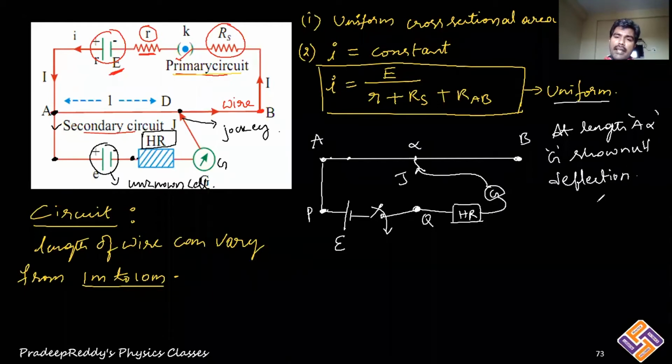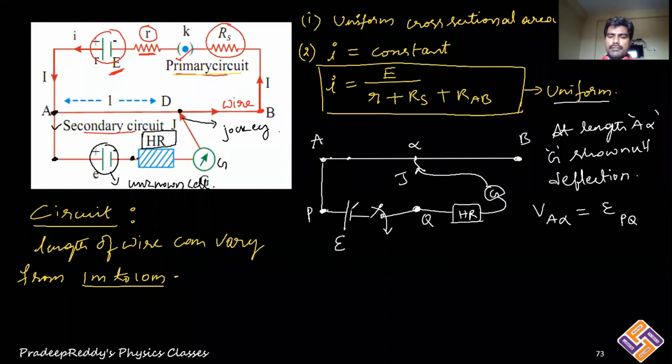As it is showing null deflection, it means that the potential across wire A alpha is equal to the EMF of the cell which you are connecting in the slot PQ. Is it not? If and only if the EMF which is connected over here in the slot PQ has potential equal to the potential dropped across this length A alpha, then only there will be no deflection in the galvanometer. If potentials are equal, there will be no current flowing through this galvanometer. If potentials are not equal, then definitely current will be flowing from high potential to low potential.